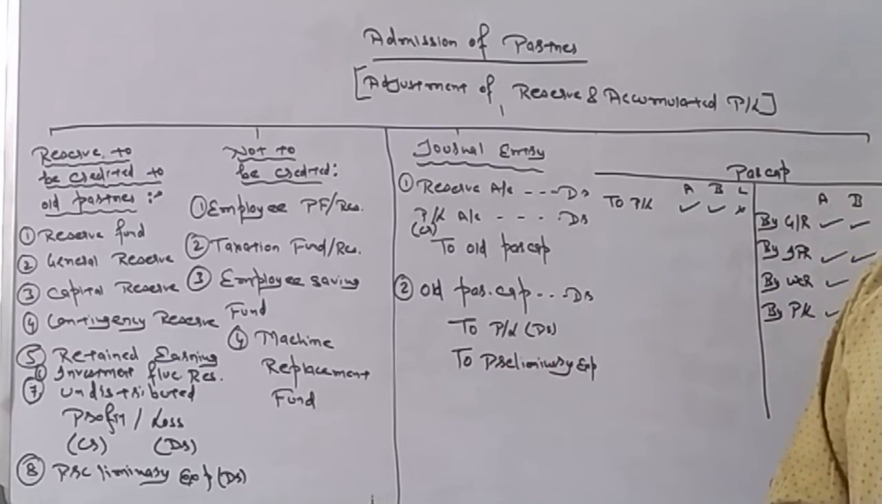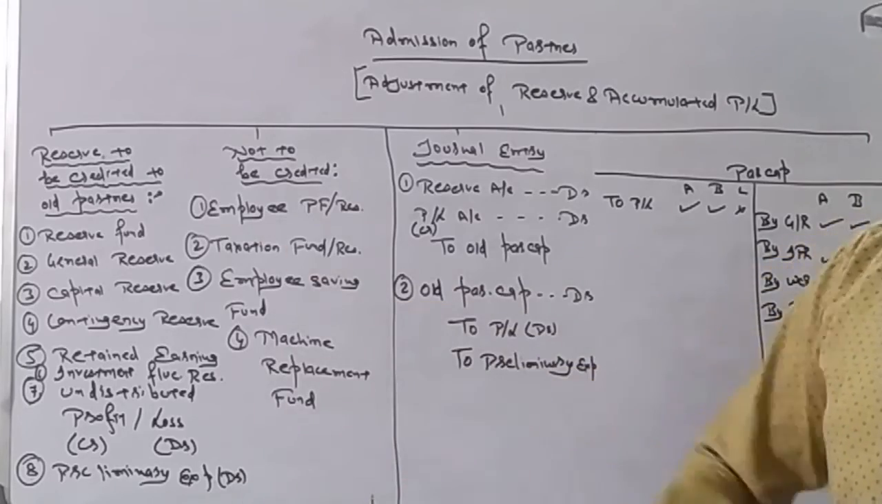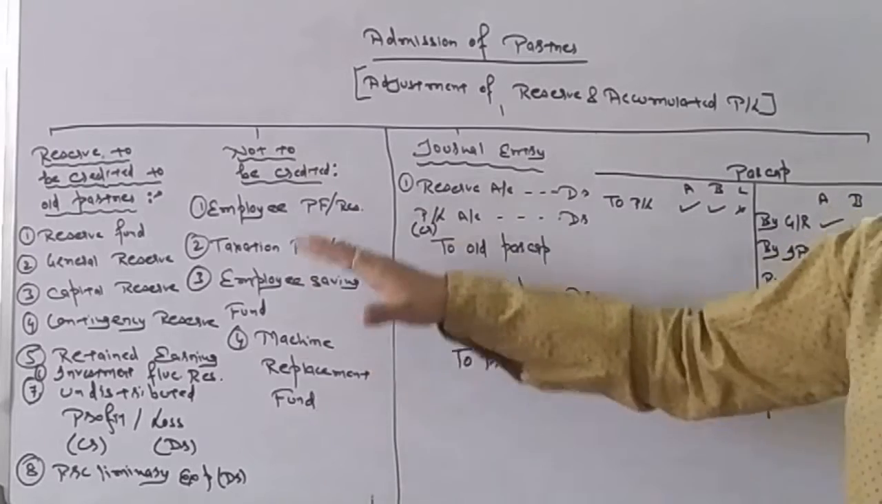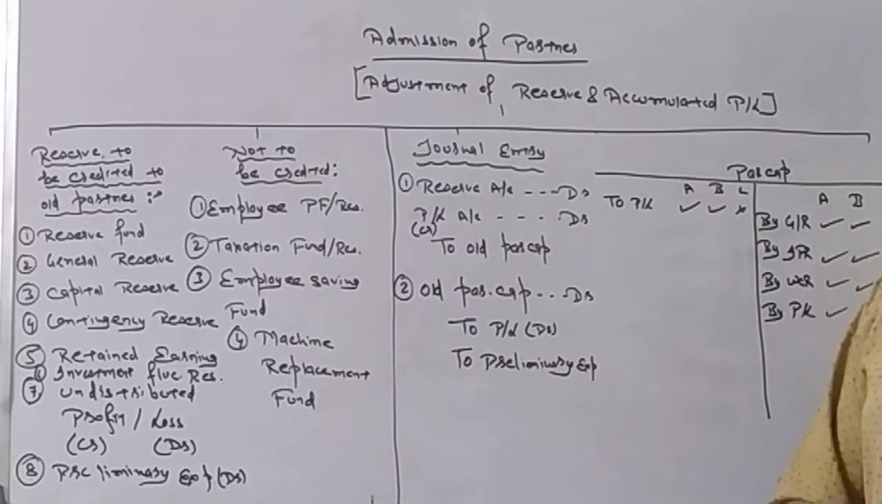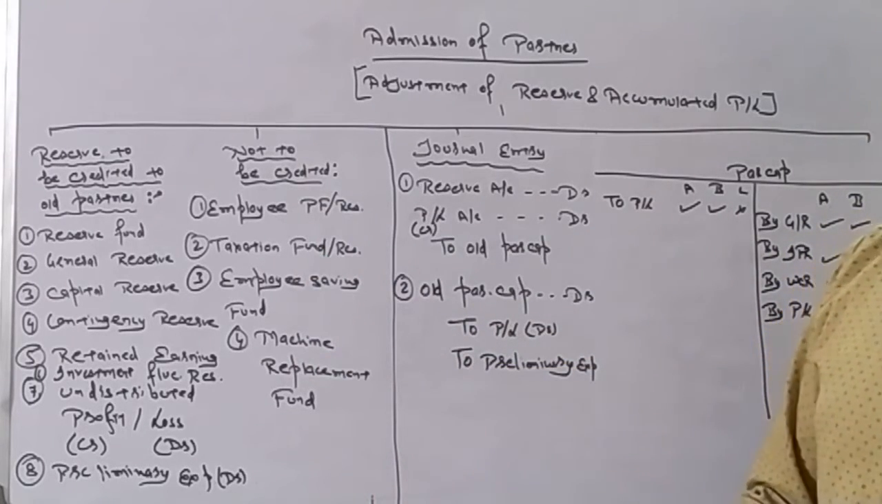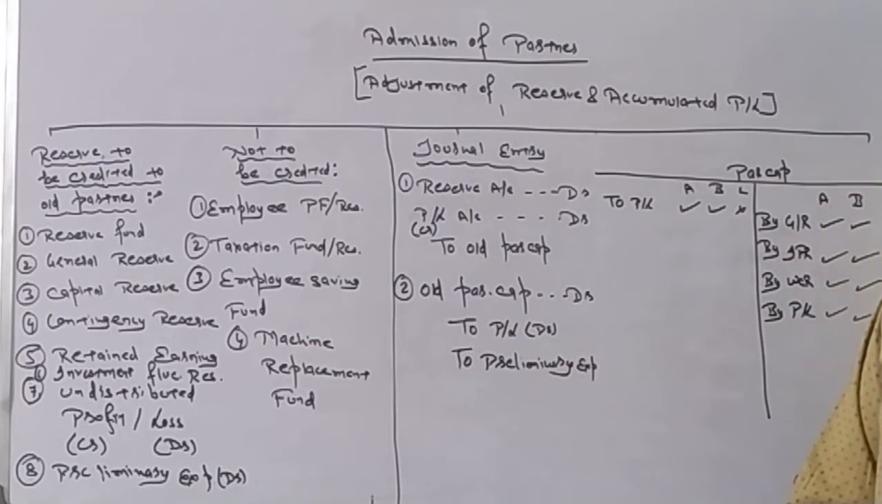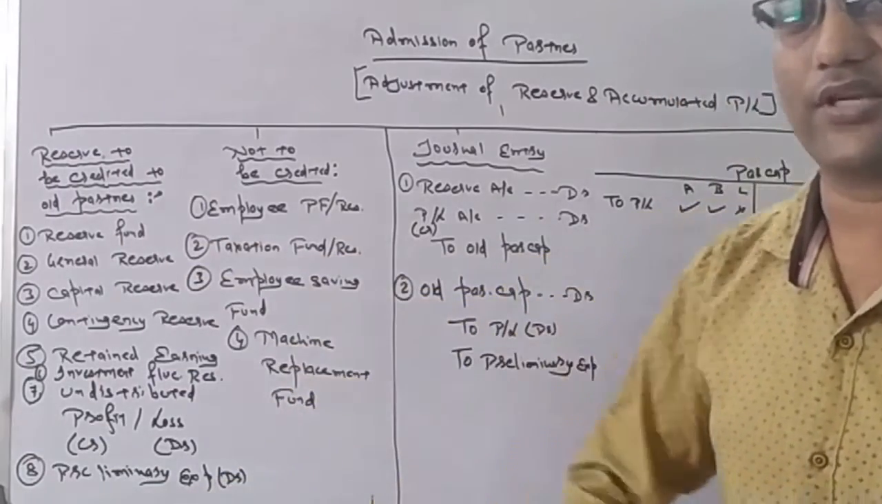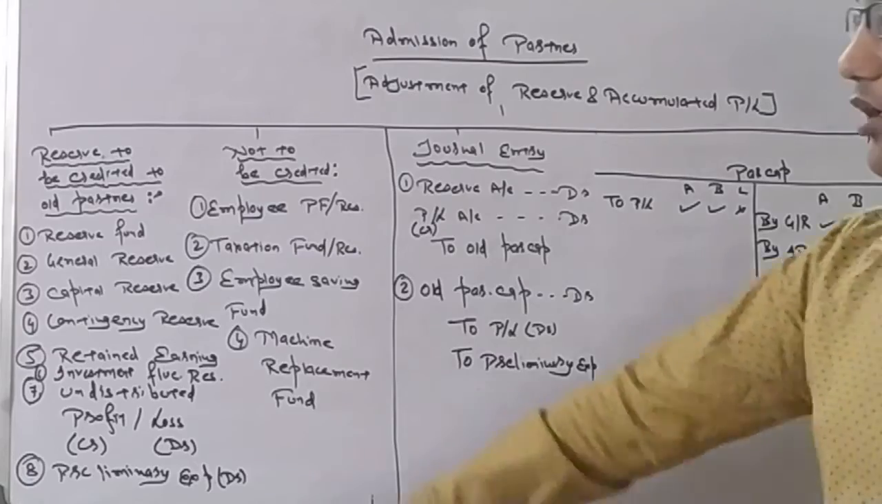First we are going to discuss the list. Which are the reserves to be credited to partners? Which are the reserves not to be credited? Those will remain in the balance sheet as they are. We cannot distribute or write off them. First we discuss the list which can be distributed and written off.